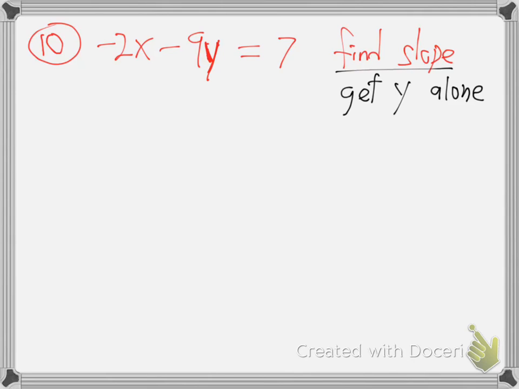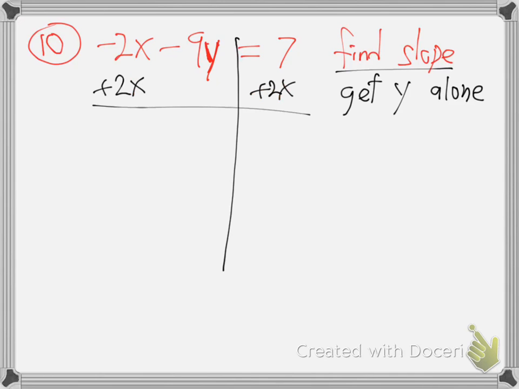Okay, so get y alone. To get y alone, I'm going to add 2x. Have you all noticed that whenever we add, we subtract the opposite sign, but when we divide, we divide by the very same sign? You seen that? So these go away, and I get -9y = 2x + 7.